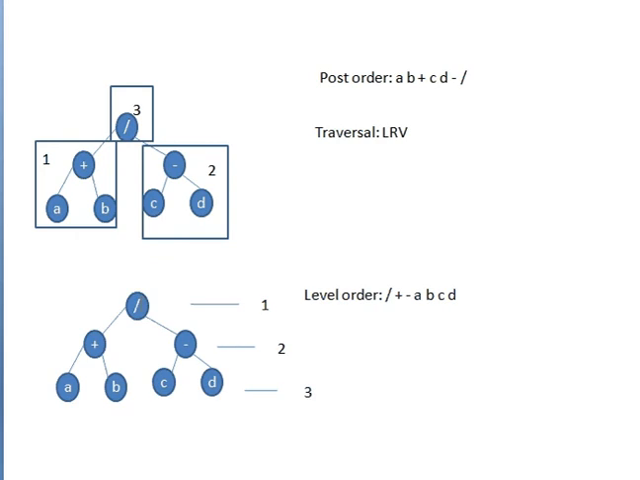So if this is the given binary tree, the first topmost level, the element is slash, so it is written first. The second level, elements are plus and minus, it is written next here, plus and minus. Third level, elements from left to right are A, B, C, D, so it is written A, B, C, D. This is an example of various traversal methods.